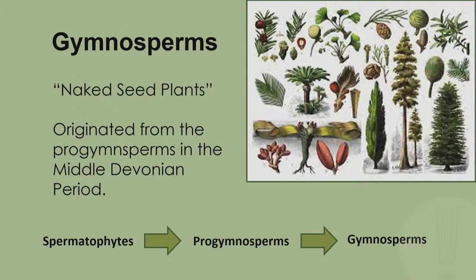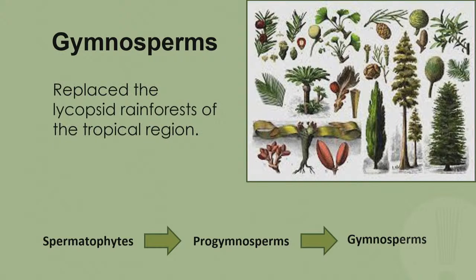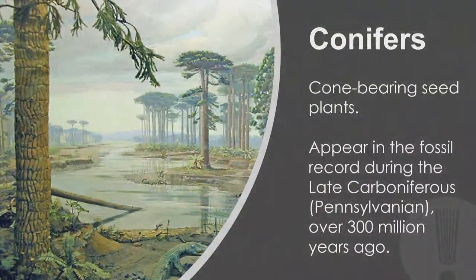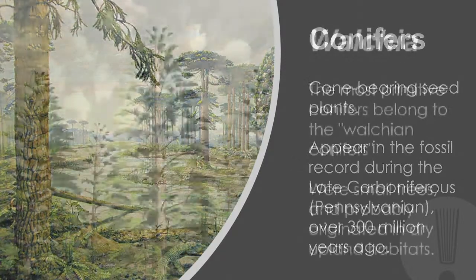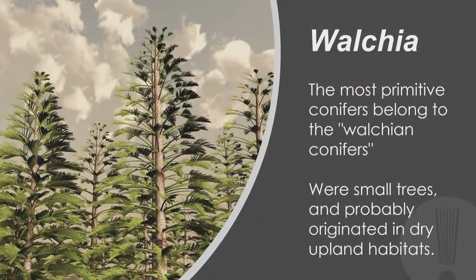They originated from the Progymnosperms in the Middle Devonian and replaced the Lycopsid rainforests of the tropical region. Remember those Lycopsid rainforests where we saw those Sigillaria and Lepidodendrons and Calamites. So these cone-bearing seed plants, the conifers, which were one of our groups of the gymnosperms, appear in the fossil record during the late Carboniferous, about 300 million years ago, with Walchia.